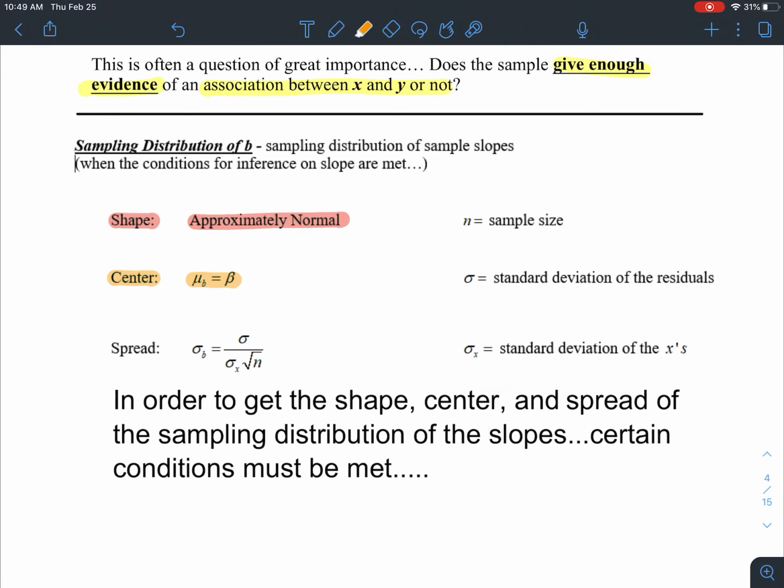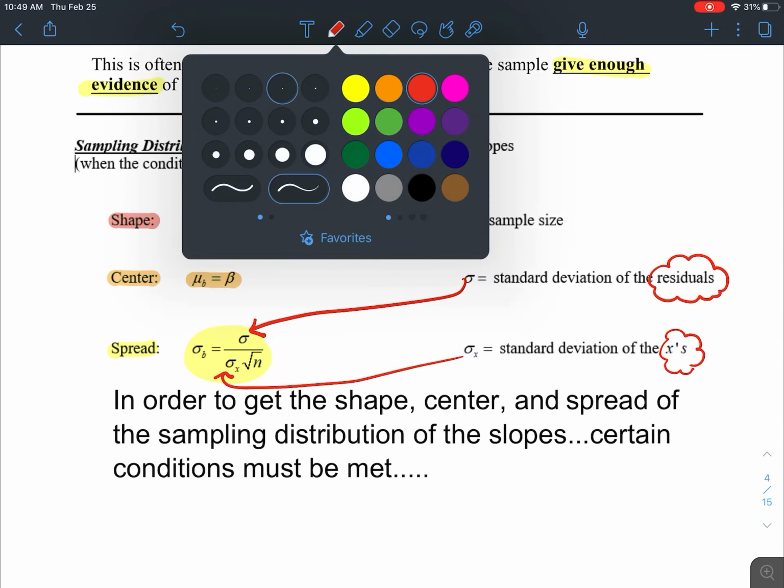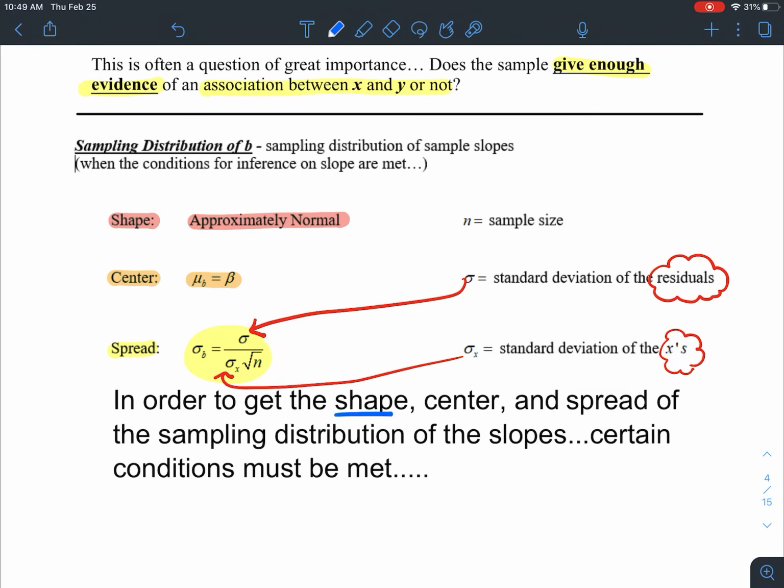Of course, we just said that if you make a sampling distribution of b's, the center of that should be where beta is located. And then the spread, and here's that formula that I had jotted down earlier, the spread of your sampling distribution is denoted this way. Notice the numerator is the standard deviation of the residuals. I'll walk you through how to do that here. And in the denominator, we're taking the standard deviation of the x coordinates multiplied by the square root of your sample size.